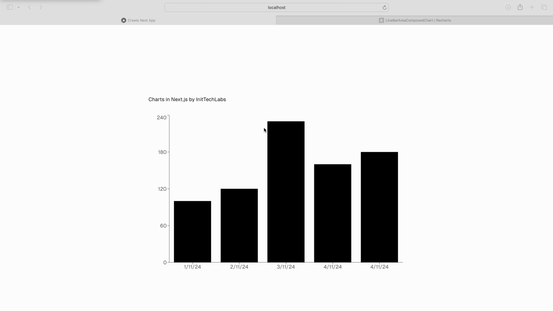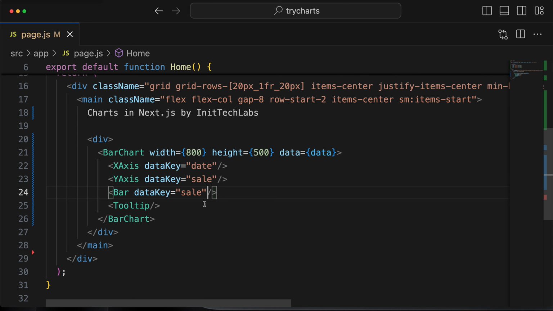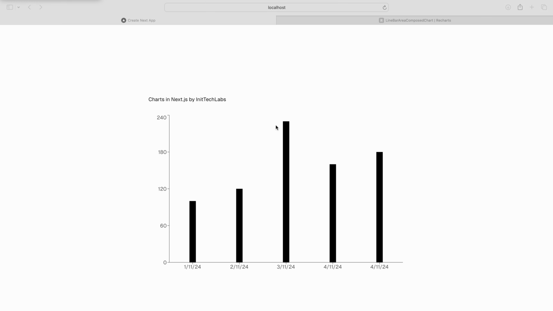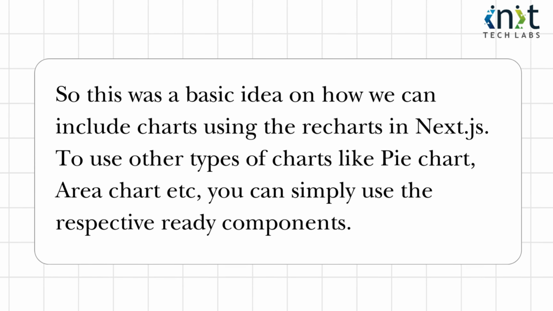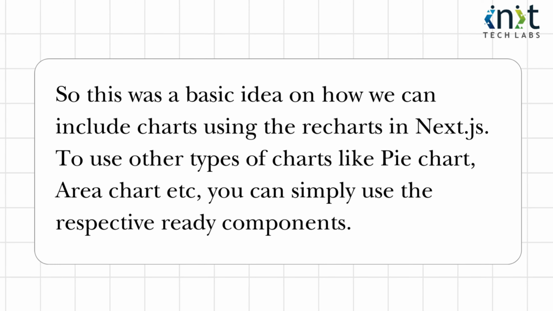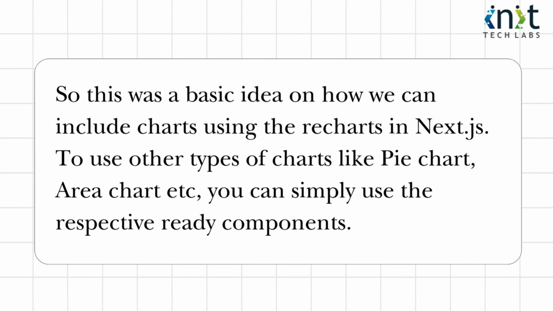Now you can alter the width of these bars. So in the bar component, I can say bar size is equal to, let's say, 20. And as you can see, the bar is adjusted. So this was a basic idea about how we can include charts using Recharts in Next.js. To use other types of charts like pie chart, area chart, etc., you can simply use the respective ready components just like we did with line and bar chart.